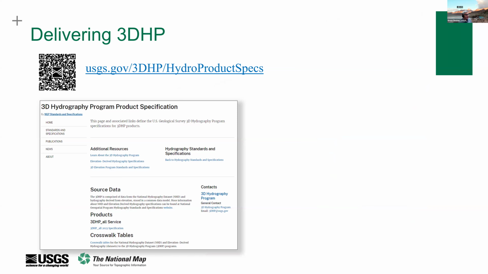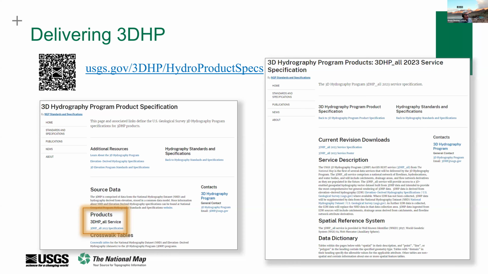Okay. Project specifications. You can go here to the site to get them. There's a 3D-HP all map service, so that's going to be interesting. I can say a little bit more about that in a moment. What it does is combine really NHD and 3D-HP.